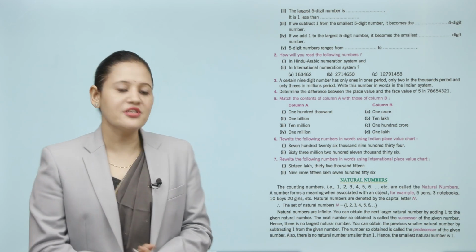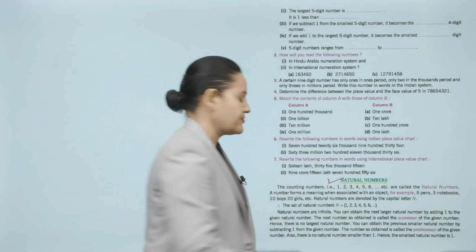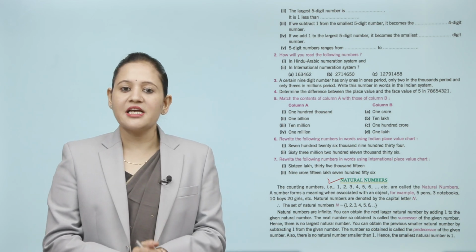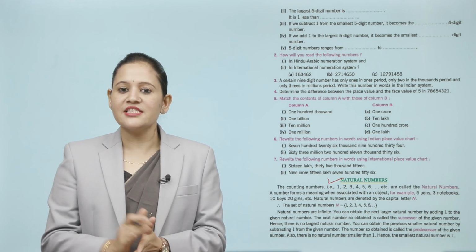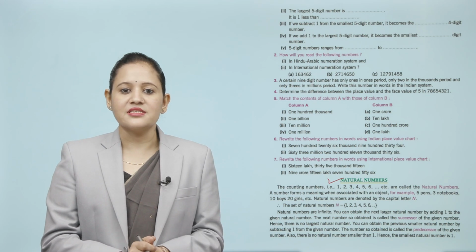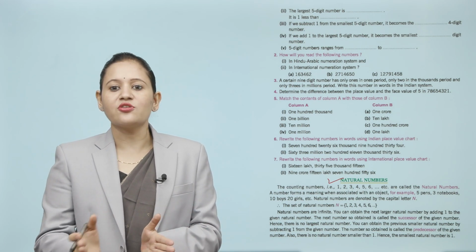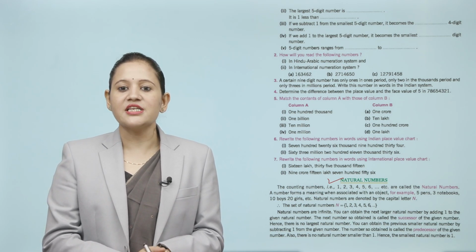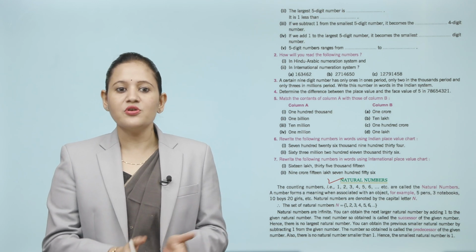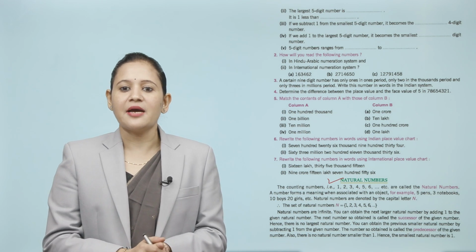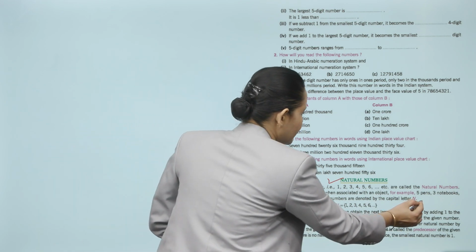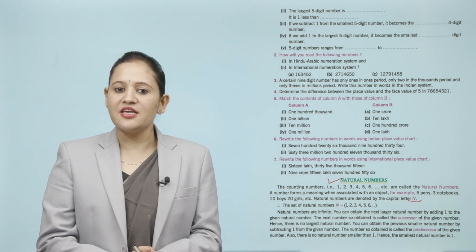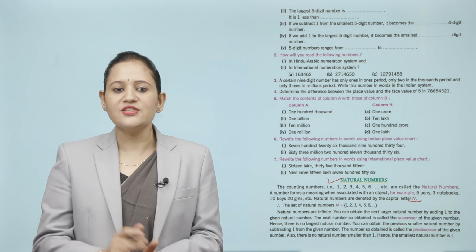All other questions you have to practice by yourself. Next is natural numbers. The counting numbers, for example 1, 2, 3, 4, 5, 6 and so on, are called the natural numbers. जो भी numbers 1 से start होते हैं they are called natural numbers. A number forms a meaning when associated with an object. For example 5 pens, 3 notebooks, 10 boys, 20 girls, etc. Natural numbers are denoted by the capital letter N. N से हम natural numbers को represent करते हैं.